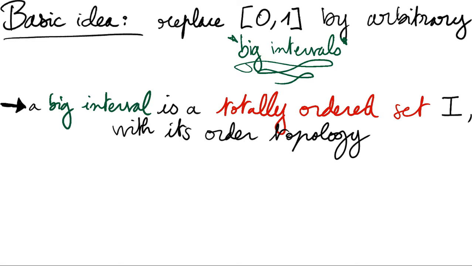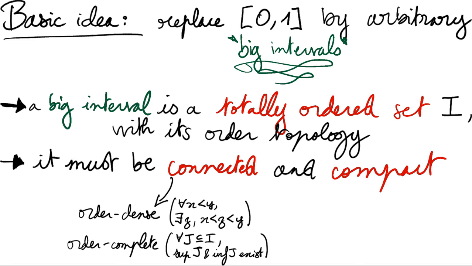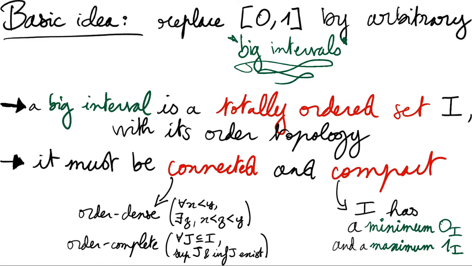with its ordered topology. For such a space to actually be a big interval, we also require that it be connected and compact. In that setting, connectedness boils down to the order being dense and complete, and compactness boils down to the order having both a minimum and a maximum. We will systematically denote these by 0_I and 1_I.